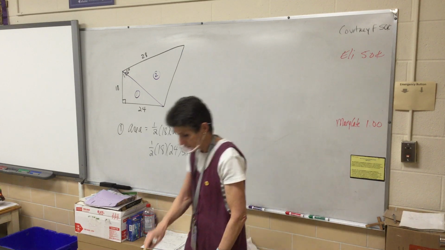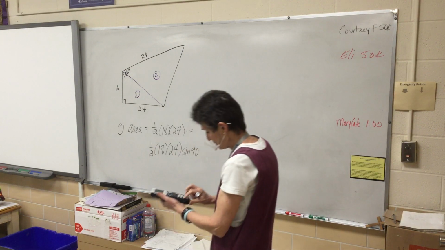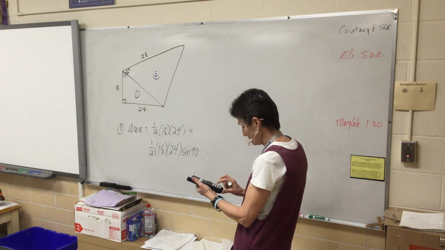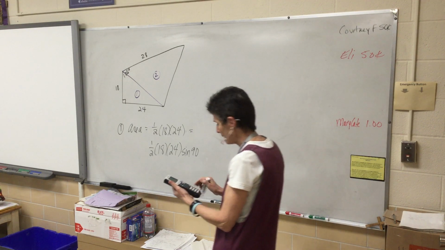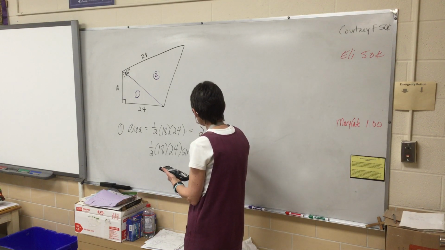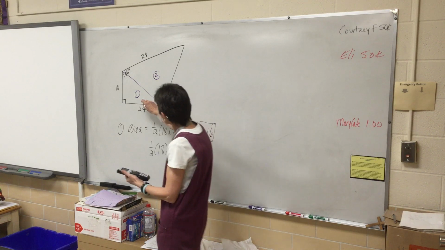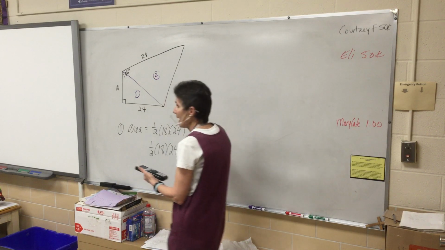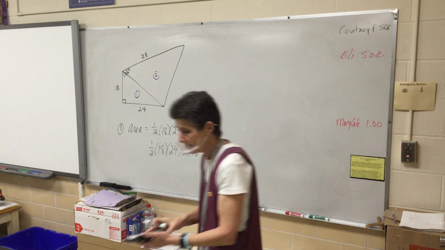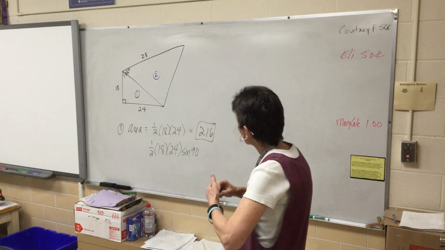So what is that? Let's go ahead and get that number because we're going to need it. We're going to find the area of the whole quadrilateral. So this one's 216, and we'll save that. We're going to find the area of that one and add it. Okay? Now let's look at the top triangle.